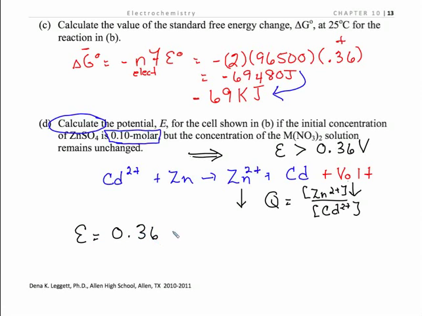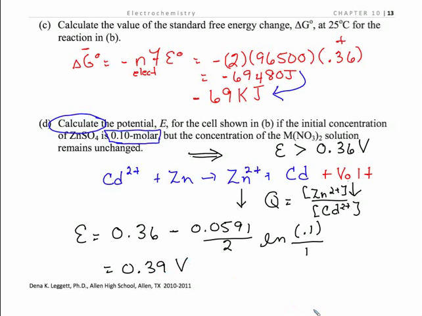But this would have been in a calculator section. So we're going to go ahead and calculate it too. Minus 0.0591 or 0.592. I have seen both, kiddos. I'm sorry, I happen to have 0.0591 here. Natural log, my zinc is 0.1, and my cadmium is 1, and if I do that calculation, I get 0.39 volts, which was indeed higher than the other one. Okay, so that gives us a couple to work with.